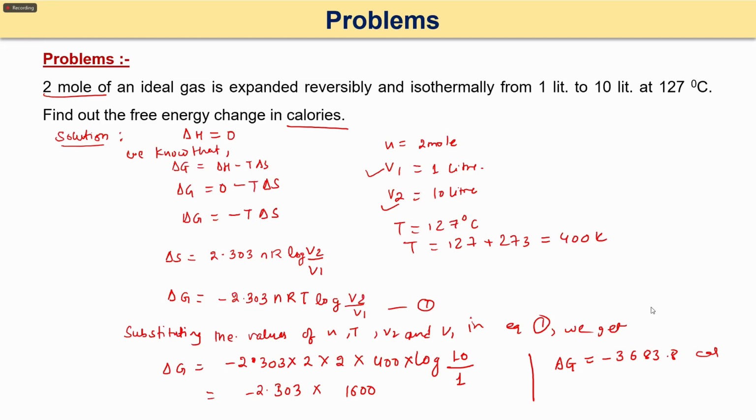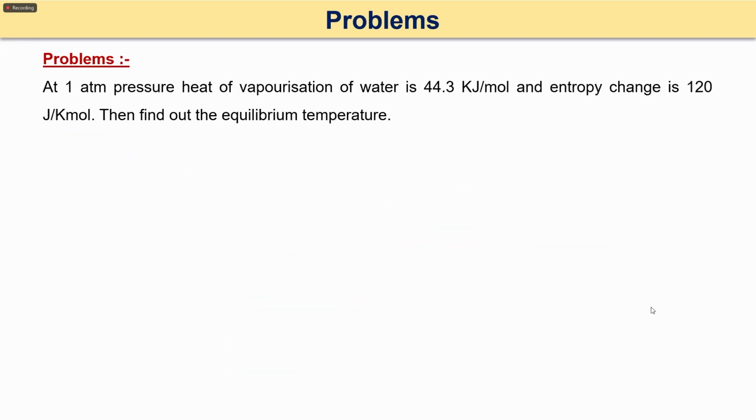Okay, so now let us move to the next question. At 1 atmospheric pressure, the heat of vaporization is 4.3 kilojoule per mole and the entropy change is given per Kelvin per mole. Then we have to find out the equilibrium temperature. So we know that at equilibrium, your delta G is equal to 0.